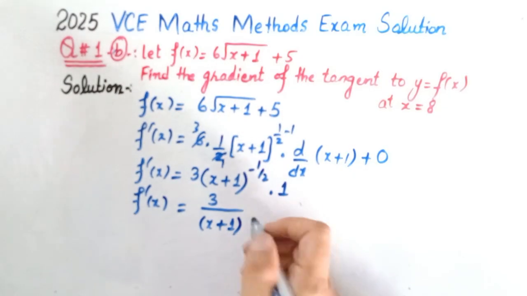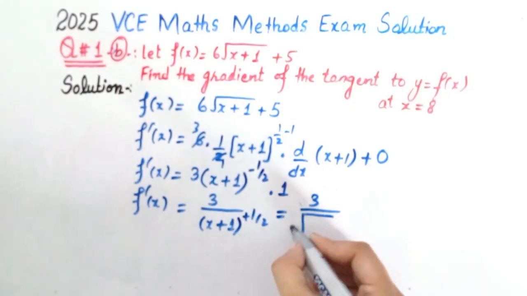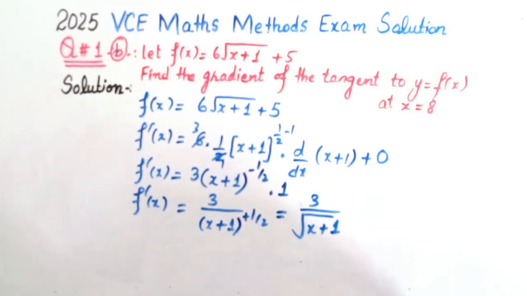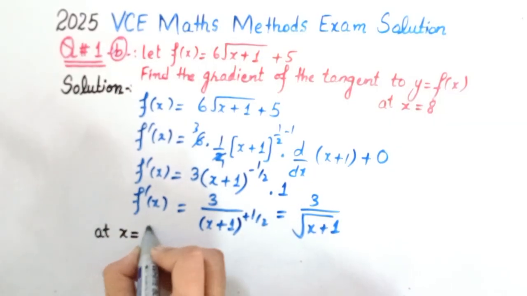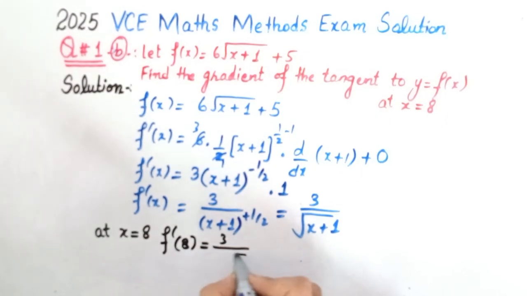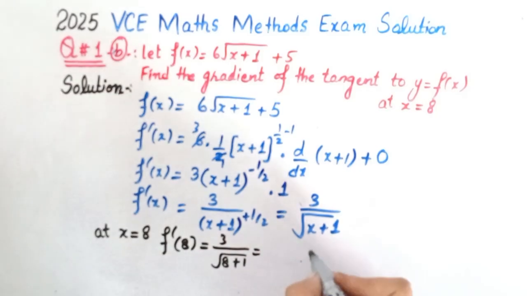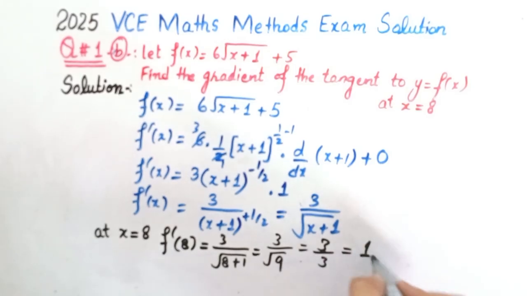According to that, its power will be plus 1 by 2, and we can write it as 3 by root of x plus 1. Now you have to evaluate its value at x equals 8. So you have to find f dash of 8, it will become 3 by root of 8 plus 1. So 3 by root of 9 is 3, and 3 by 3 is 1. It means f dash of 8 equals 1.